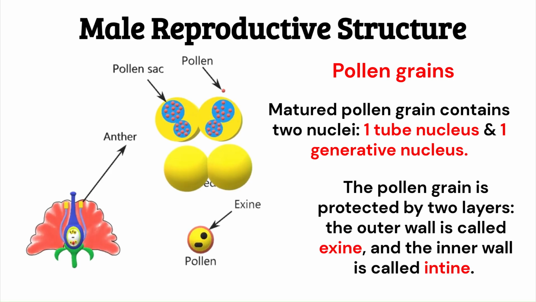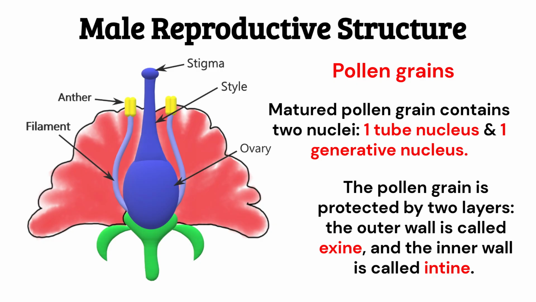The pollen grain is protected by 2 layers. The outer wall is called exine, and the inner wall is called intine. The male reproductive part is generally called the androecium, from andro, meaning male, and ecium, meaning house.